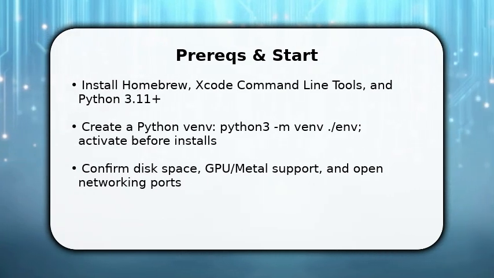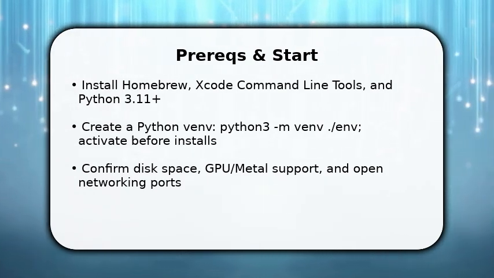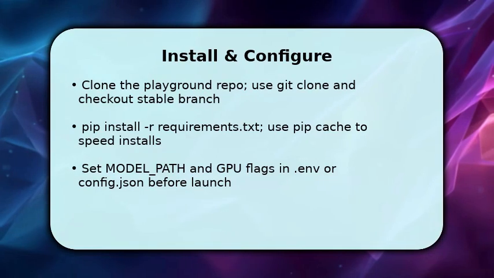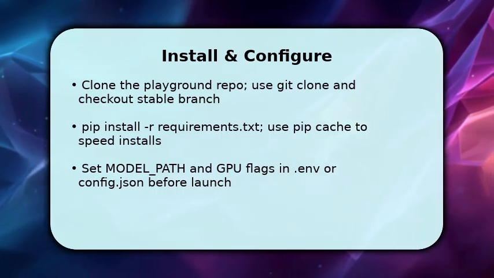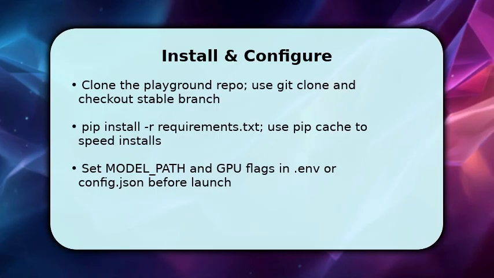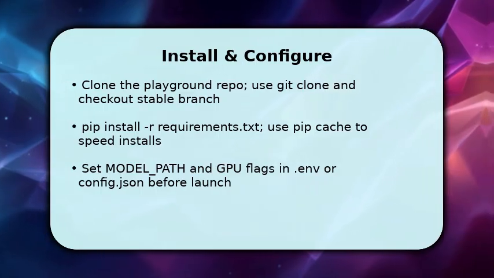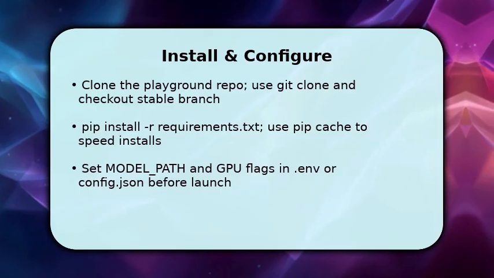code. You'll clone the image Playground repository and select the stable branch for compatibility. This avoids experimental breaks. Once cloned, activate your venv and pip install -r requirements.txt so dependencies are tied to that environment.